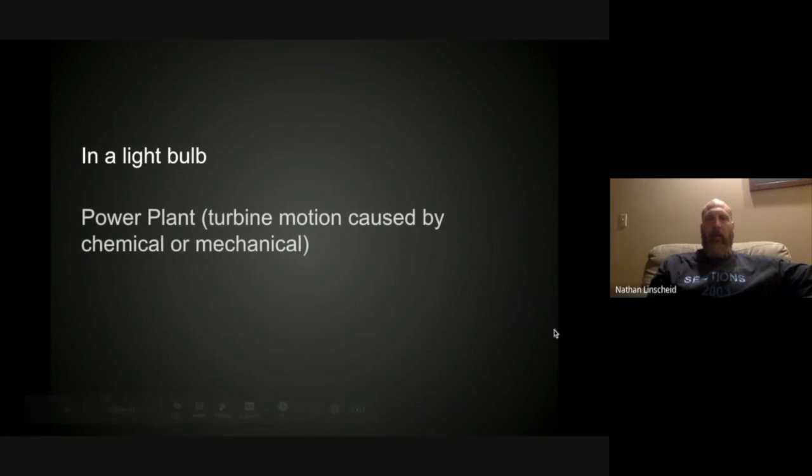All right, and again, they just explained what goes on in a light bulb. A power plant basically changes chemical energy into electrical energy through the use of a turbine, where it becomes mechanical energy, and that mechanical energy spins magnets in a wire, which causes the electrons to start moving, and that is electrical energy, and then that electrical energy powers the light bulb.